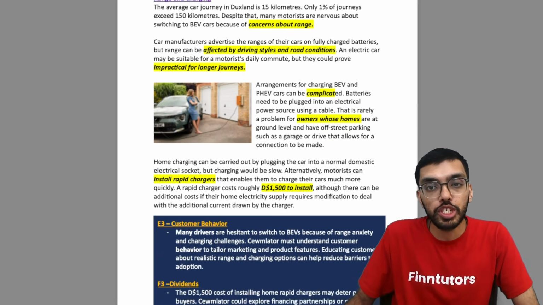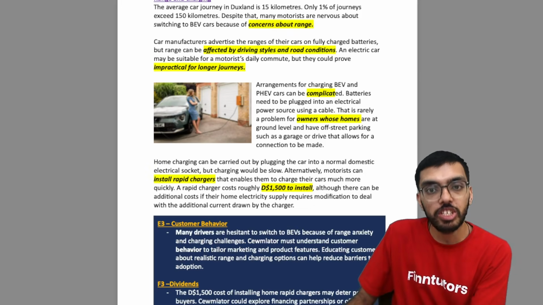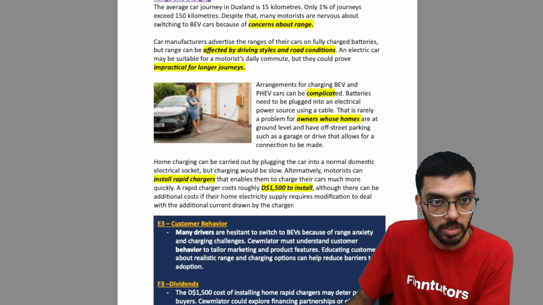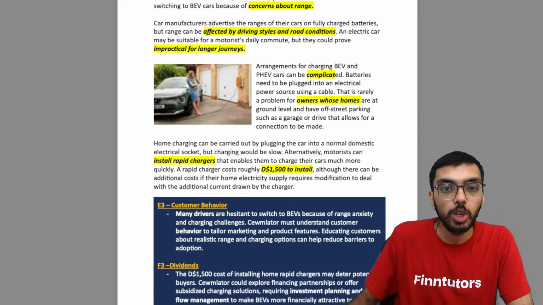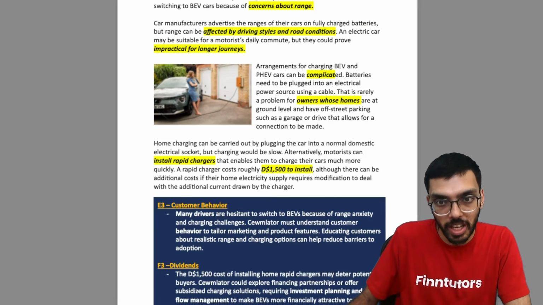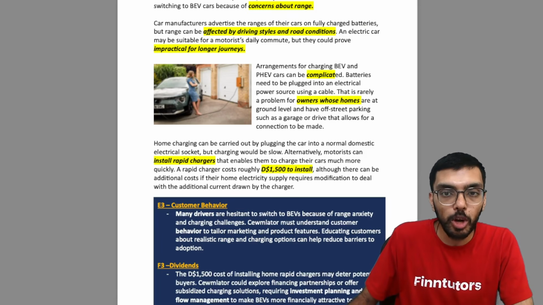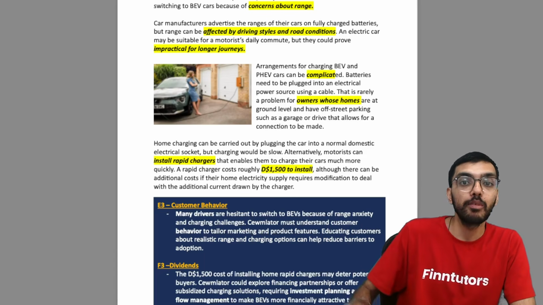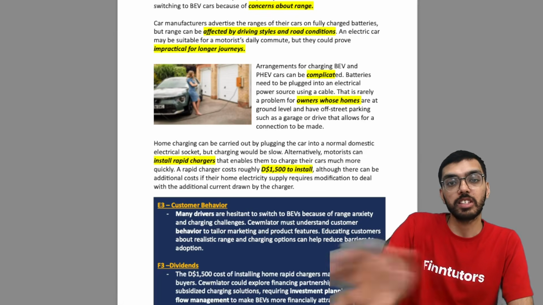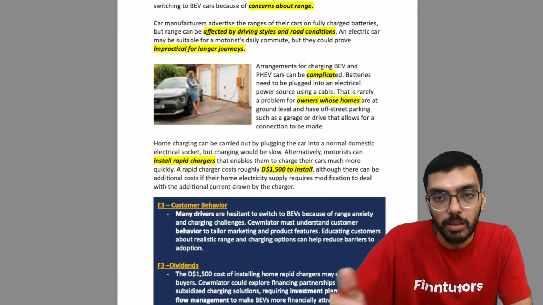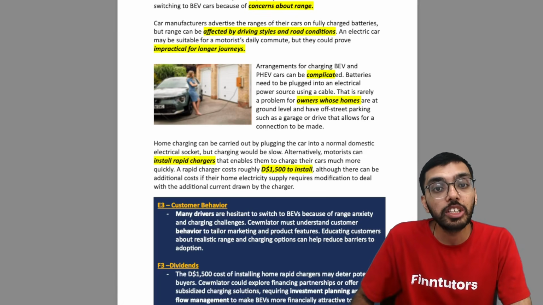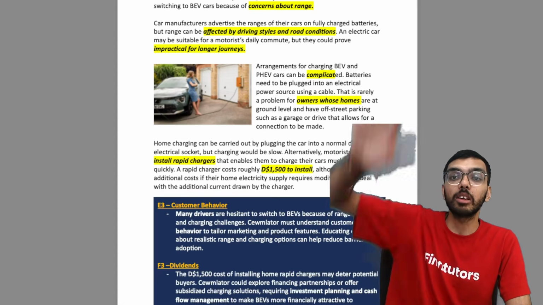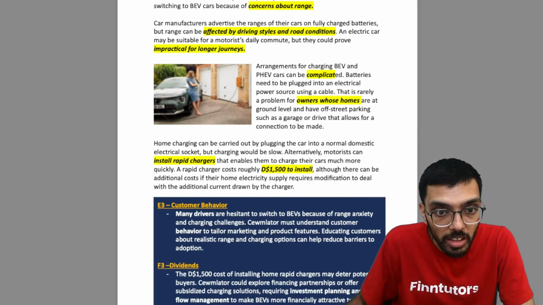So arrangements for charging BEV and PHEV cars can be complicated. Batteries need to be plugged into an electrical power source using a cable. That is rarely a problem for owners whose homes are at ground level and have off-street parking such as a garage or driveway that allows for a connection to be made. But what if you're staying in a building or a flat? It's a big issue, right?